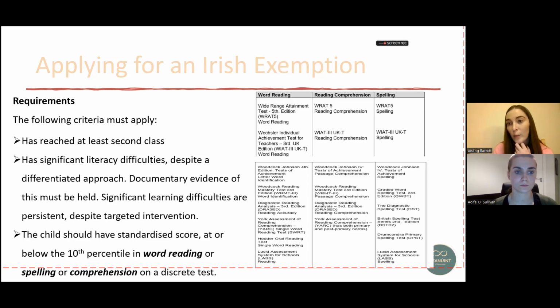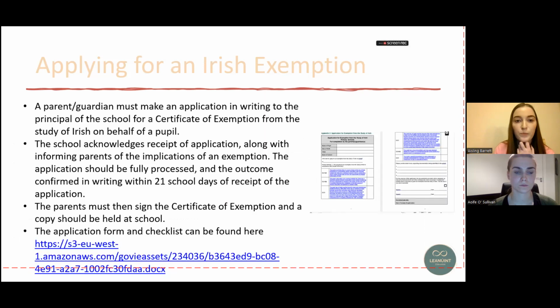So again, in your own time, you can look at the discrete tests there. A parent or guardian must apply in writing to the principal of the school asking for a certificate of exemption, and the school needs to acknowledge this and then check to see if the child meets the criteria. The application form and the checklist can be found at that link here, and then the parents sign the certificate of exemption and a copy is kept at the school.